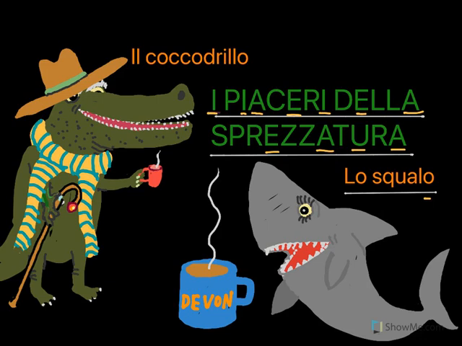We're going to get some help from the coccodrillo and lo squalo. So, the crocodile and shark. We're also going to discuss today I piaceri della sprezzatura. The pleasures of the Sprezzatura. And if you do not know what Sprezzatura is, today we are going to discuss that in that lesson.